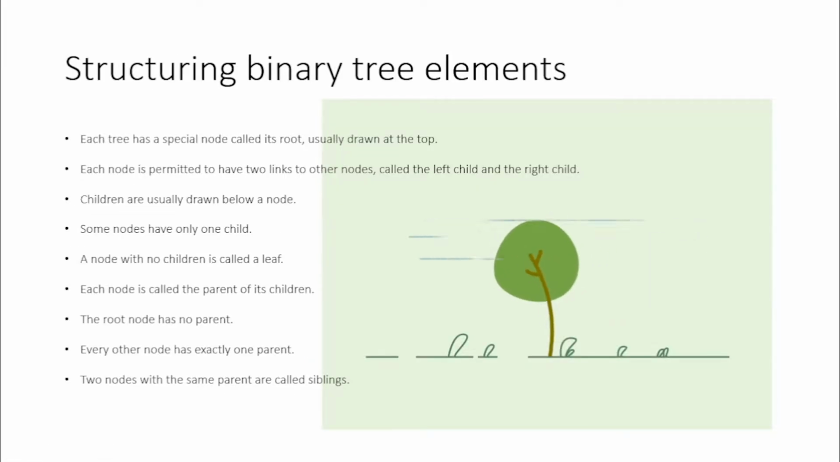Structuring binary tree elements. Each tree has a special node called its root, usually drawn at the top. Each node is permitted to have two links to other nodes called the left child and the right child. Children are usually drawn below a node. Some nodes have only one child. A node with no children is called a leaf. Each node is called the parent of its children. The root node has no parent. Every other node has exactly one parent, and two nodes with the same parent are called siblings.